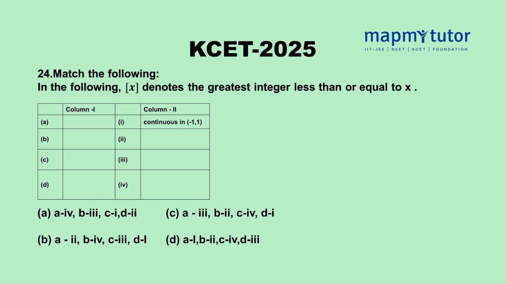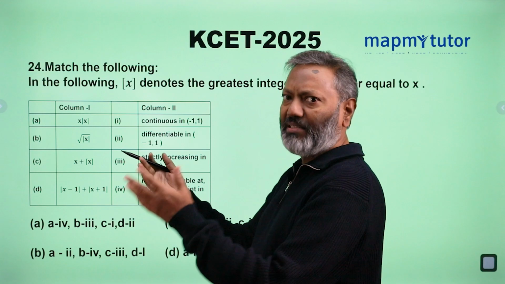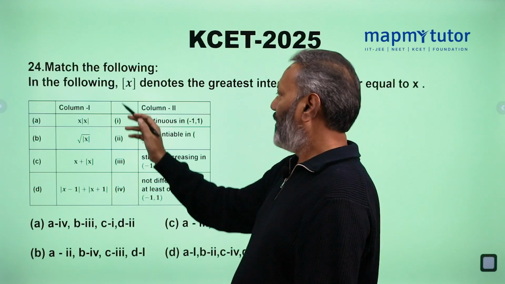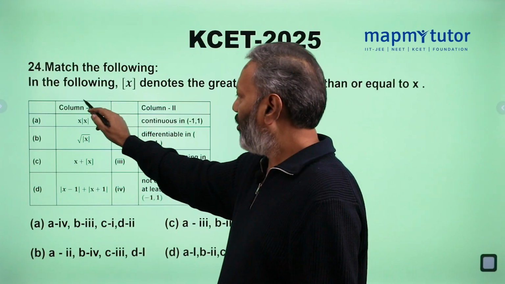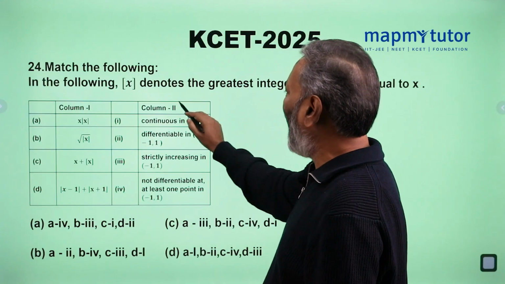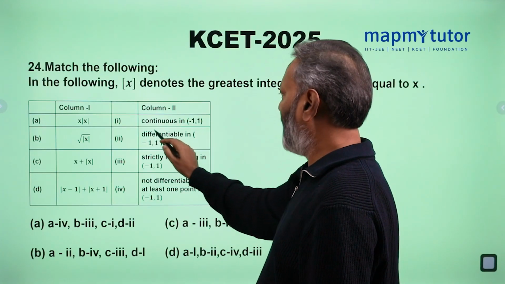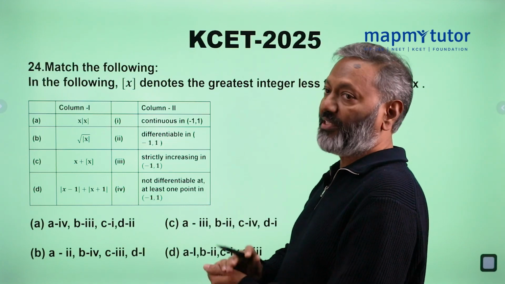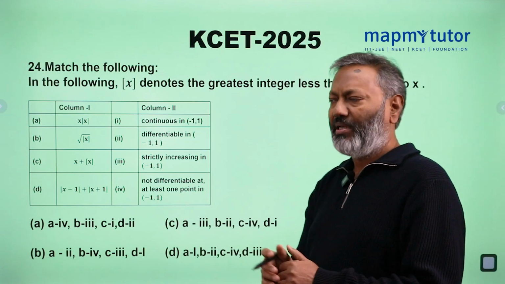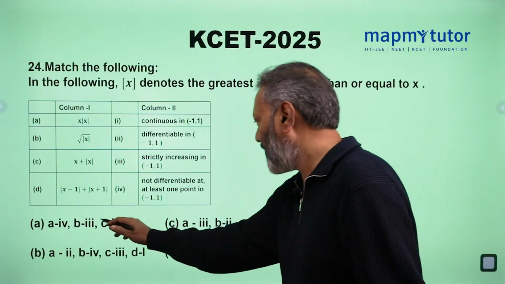We can discuss the next question now. It is a match the following model. In match the following model, there will be two columns. Column 1 contains all the functions and column 2 contains their continuity status or differentiability status. So it is from the continuity and differentiability topic. Easily we can recognize, and options are there.